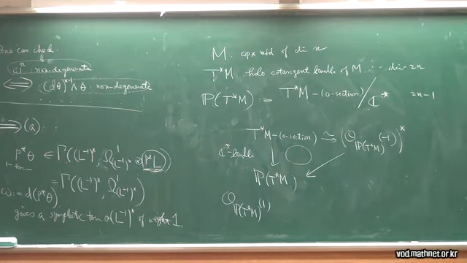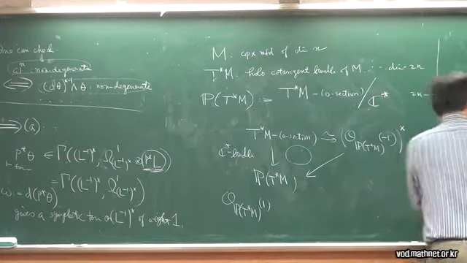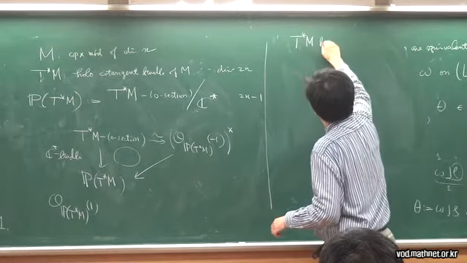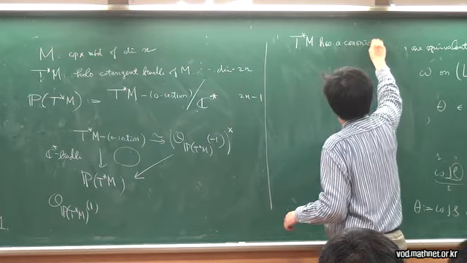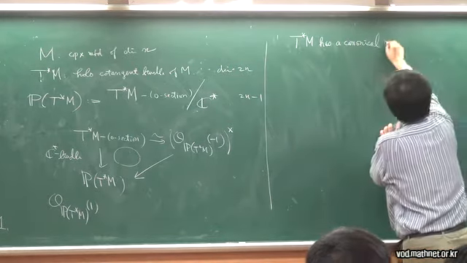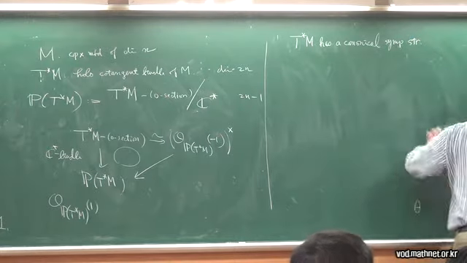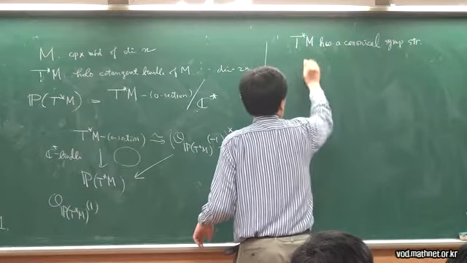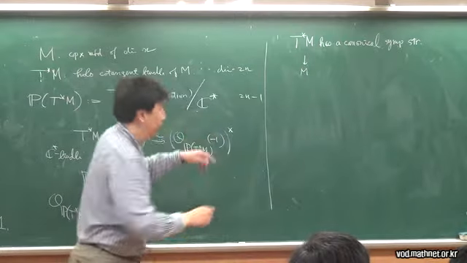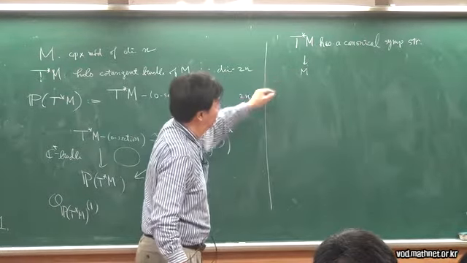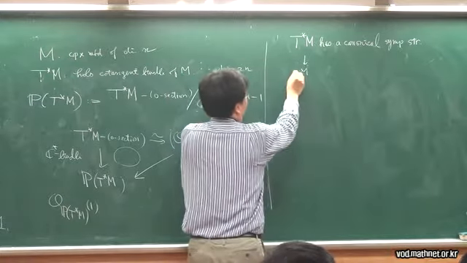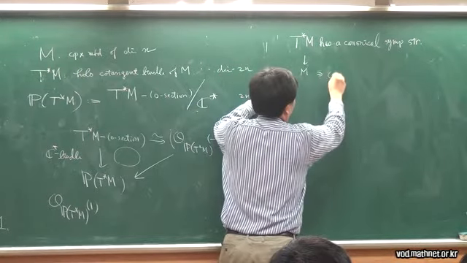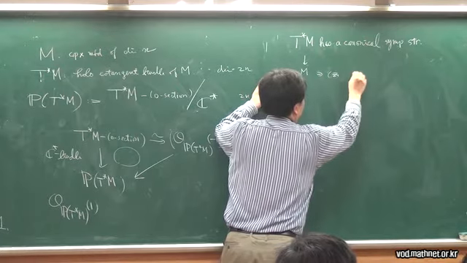And now let us consider the following. We notice here that T star M has a canonical symplectic structure. Canonical symplectic structure. What does it mean? Because you have here the map. And locally, you can take some point and take some local neighborhood. Locally M can be considered as some disks, something like this, Z1 to Zn.